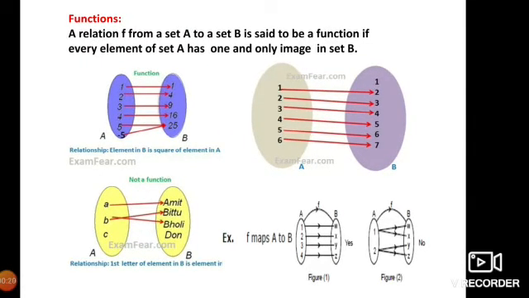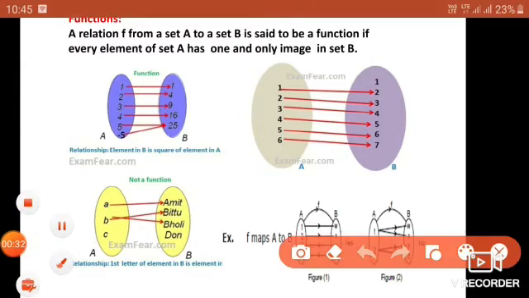A relation f from a set A to a set B is said to be a function if every element of set A has one and only one image in set B. That is, all the elements of the set A should have one and only one image in B. Then you say it is a function. I have given you so many examples to check whether it is a function or not.